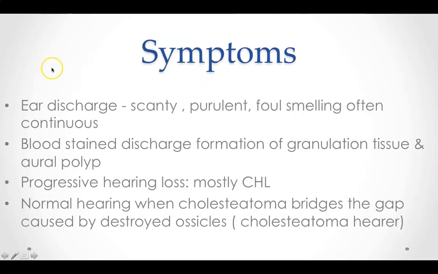Now, the symptoms are ear discharge, which will be scanty, purulent, foul smelling, and often continuous. Blood-stained discharge is due to formation of granulation tissue or aural polyp. Hearing loss can be progressive, and most of the time it is conductive hearing loss, unless there are other complications associated with the inner ear.